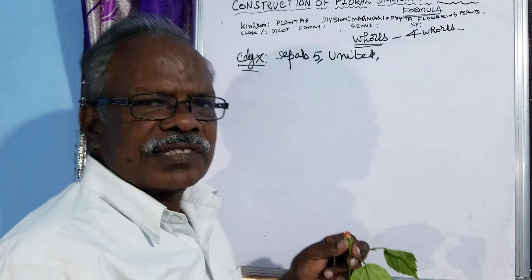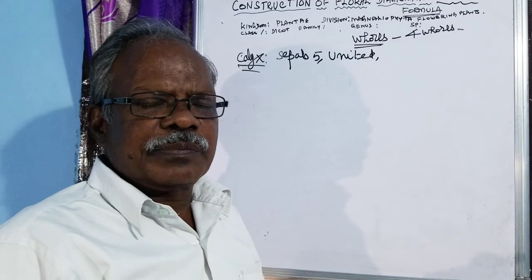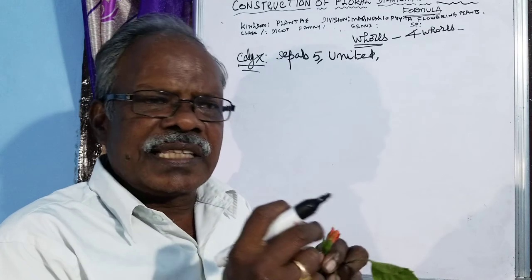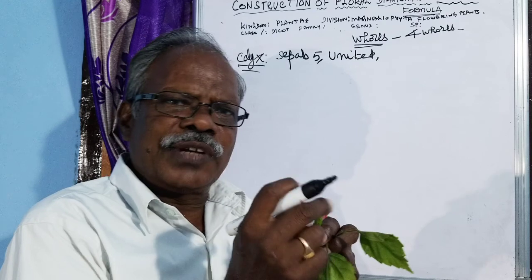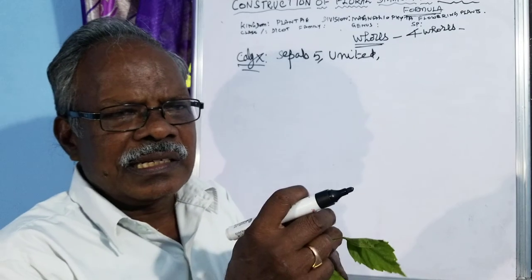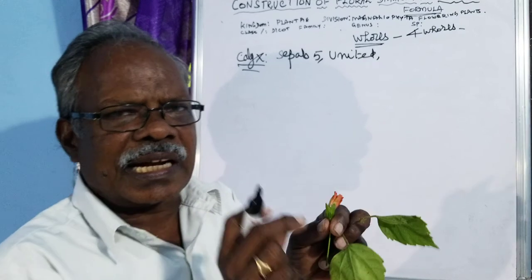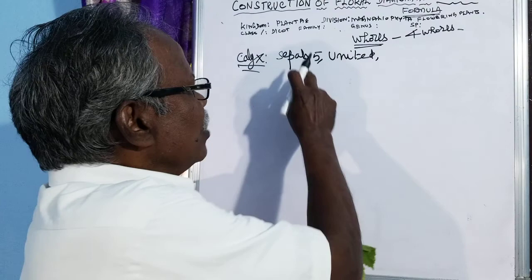The arrangement of sepal and petal is known as estivation. Estivation means how it is arranged, whether it is united or, even in united, whether it is uniformly united or one margin is outer. If it is free, one margin will be inner and another margin will be outer. That is called twisted estivation. That we have to mention here.